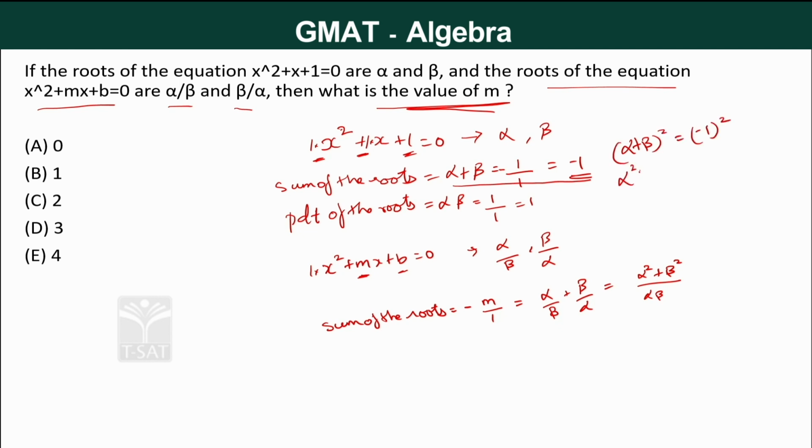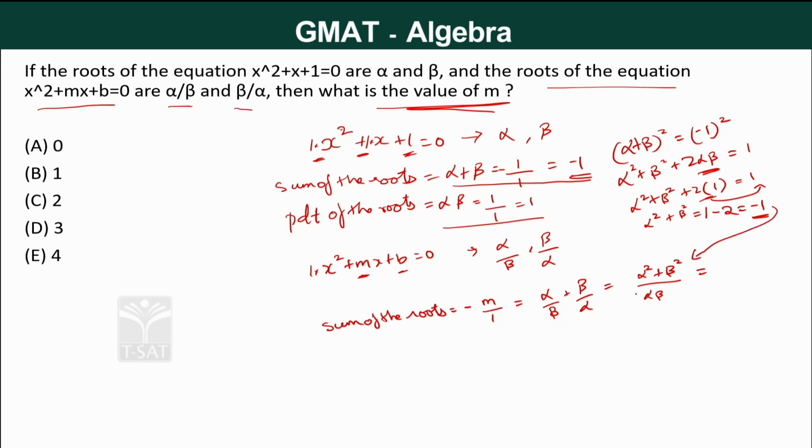So, this is nothing but alpha square plus beta square plus 2 alpha beta is equals to 1. We know that alpha beta is again 1, we can substitute here. So, we will say alpha square plus beta square plus 2 into 1 is equals to 1. Taking this to the right hand side, you will have alpha square plus beta square is 1 minus 2, that is minus 1. Now you can substitute that into this equation. Here the sum of the roots is alpha square plus beta square, that is minus 1 divided by alpha beta, and alpha beta we know is 1, that comes out to be minus 1.